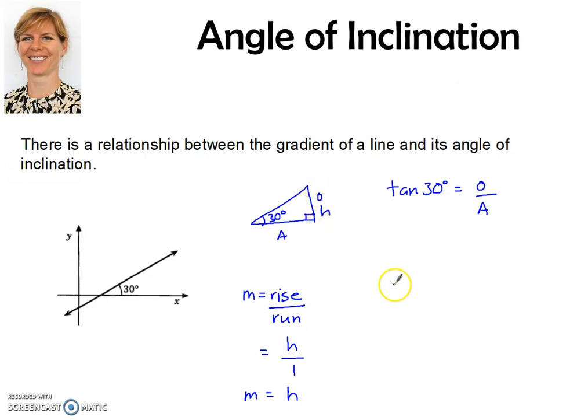Okay, tan of 30 is also going to be h over 1 because it's opposite over adjacent. So h over 1, or h, and we've just shown down here that m equals h, therefore tan of 30 must equal the slope. So our relationship is that tan of the angle of inclination is equal to the gradient, and that's all there is to it.